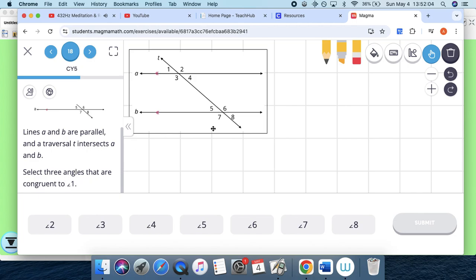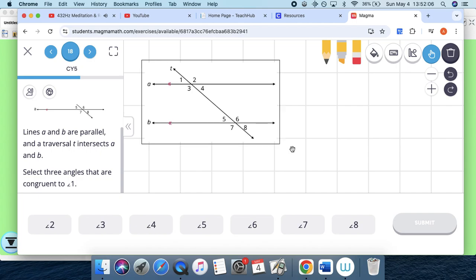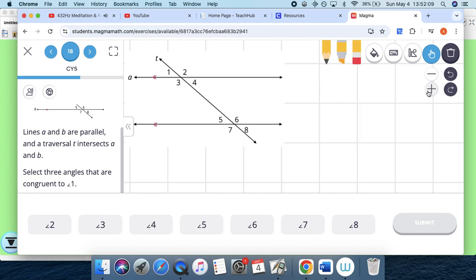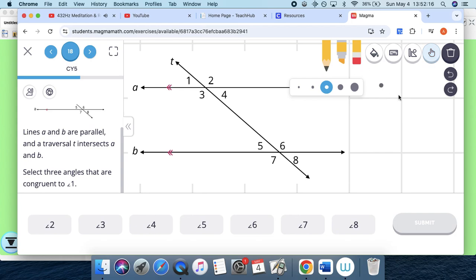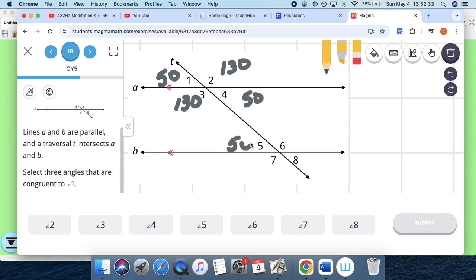Select 3 angles that are congruent to angle 1. All right, congruent, same value as angle 1. So let's make this a little bigger. Again, if you run into problems, one thing you could do right now is give them a value. Let's call angle 1, I don't know, 50 degrees. Angle 2 is 130, right? Because it's a supplement. If angle 1 is 50, guess what? Angle 4 is also 50 because they're vertical. And then angle 3 is 130. You're going to repeat the same numbers at the bottom. So 5 is 50, 6 is 130, 7 is 130, and 8 is 50.